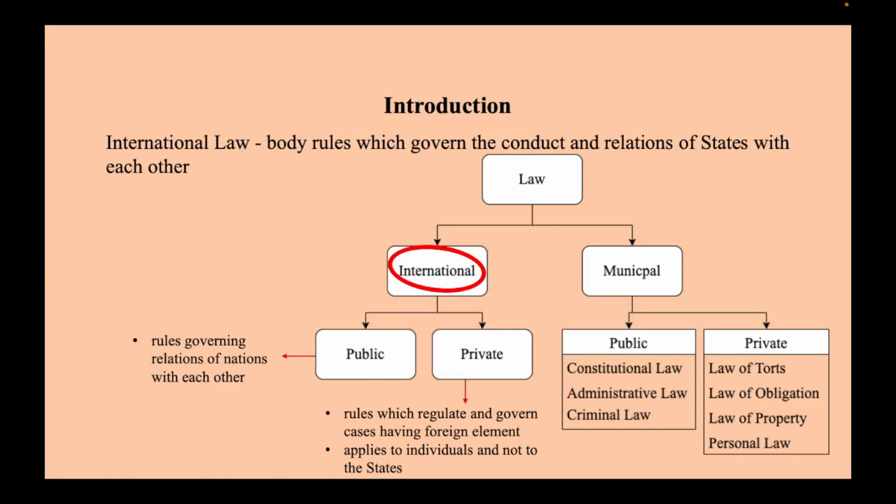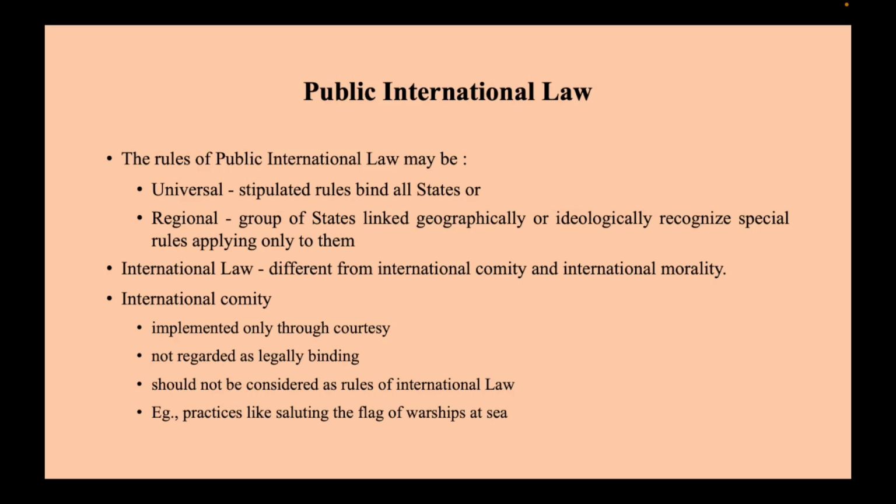International law, as we have already seen, is the law governing nations. It is classified under two heads: public international law and private international law. Public international law deals with rules governing the relations of states with each other. Private international law deals with rules which help in resolving conflicts between two individuals belonging to different nations. It is also called conflict of laws or choice of laws.